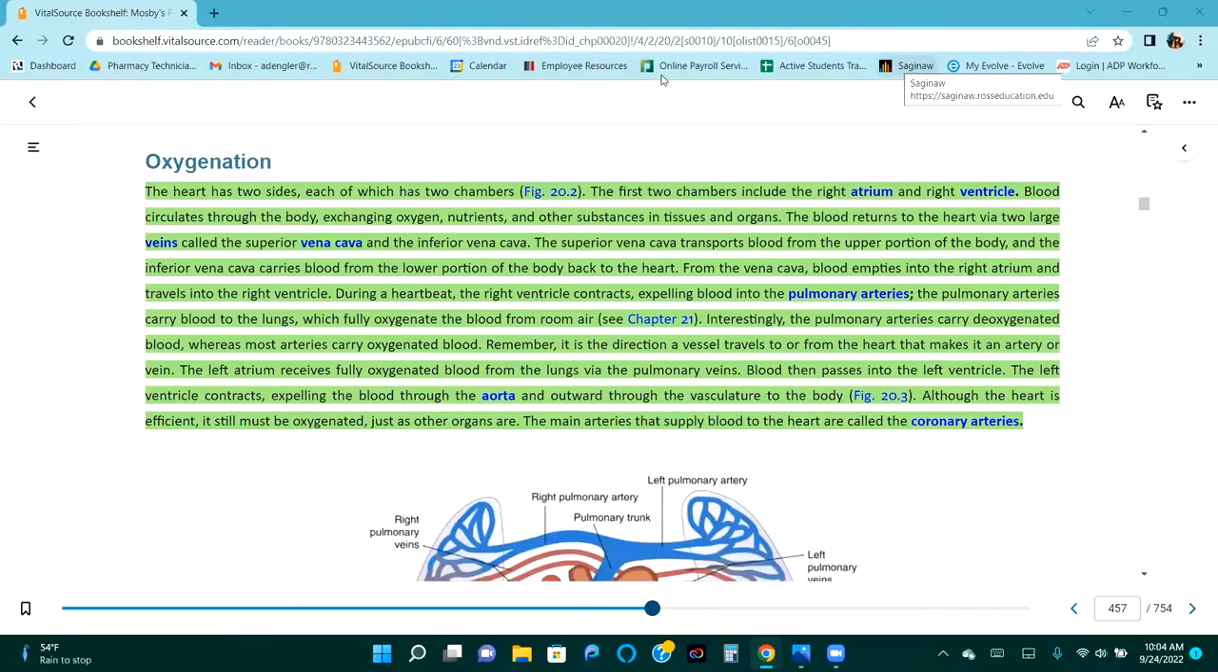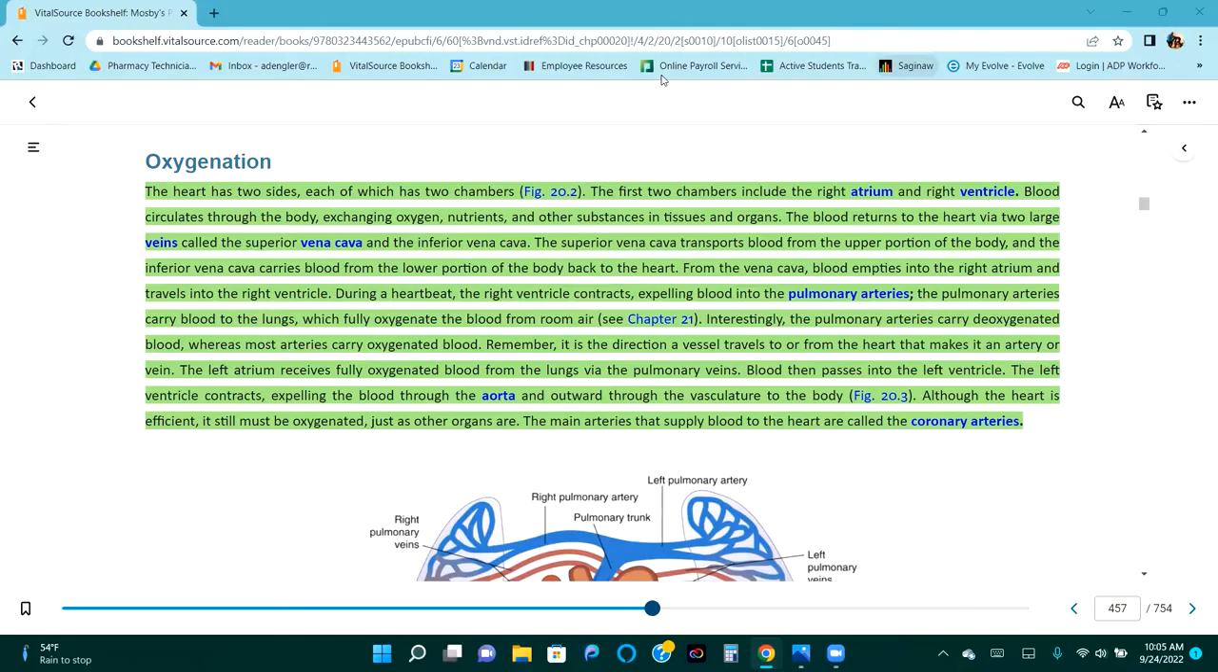The heart has two sides, each of which has two chambers. The first two chambers include the right atrium and the right ventricle. Blood circulates through the body, exchanging oxygen, nutrients, and other substances in tissues and organs. The blood returns to the heart via two large veins called the superior vena cava and the inferior vena cava. The superior vena cava transports blood from the upper portion of the body, and the inferior vena cava carries blood from the lower portion of the body back to the heart.